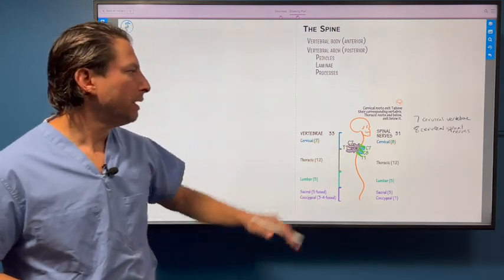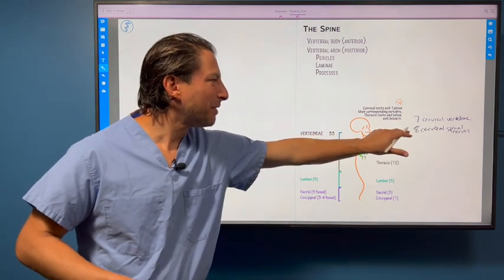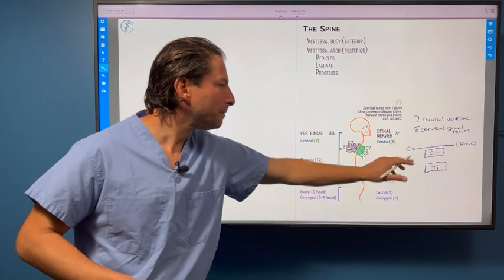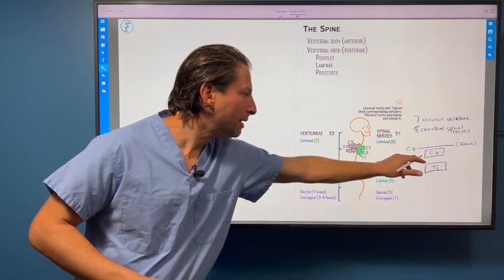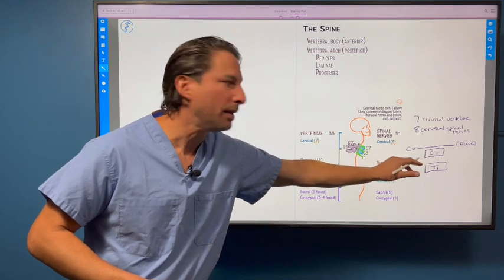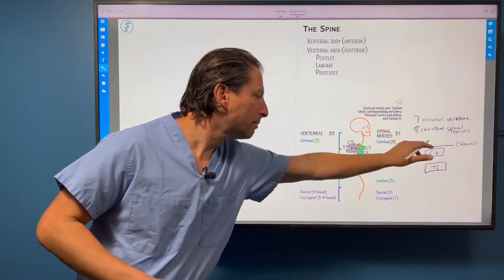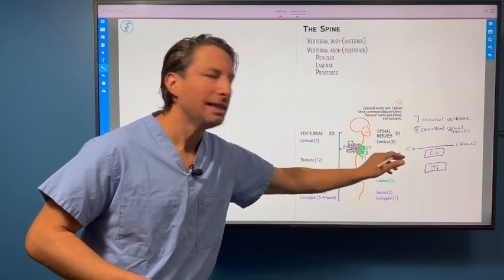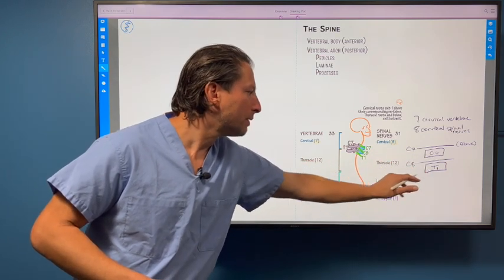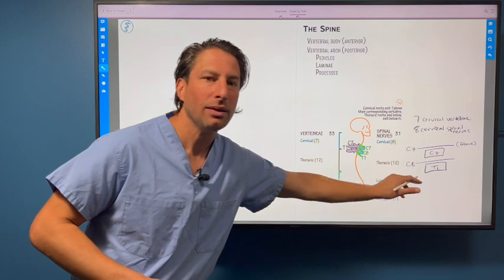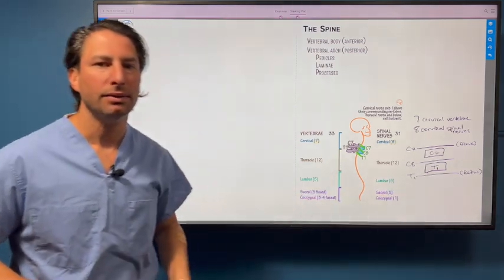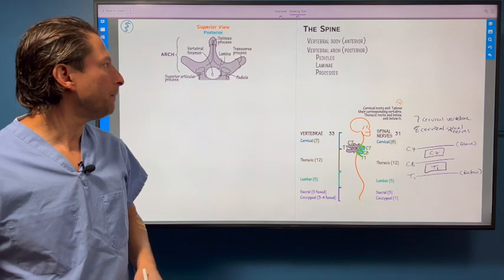Why is this? If there's 7 cervical vertebrae and 8 cervical spinal nerves, then C7, when you get down to C7, the lowermost cervical vertebra, the spinal nerve goes above it. So where's C8 going to go? It has to go below C7. So then where is T1 going to go? It has to go below T1, and so then the pattern continues inferiorly from there.